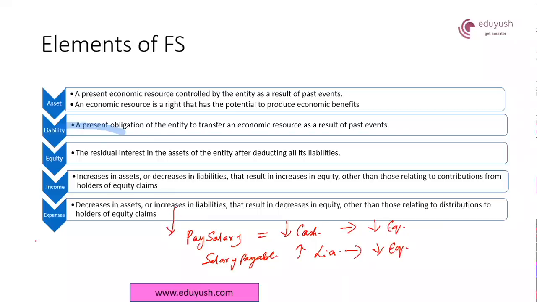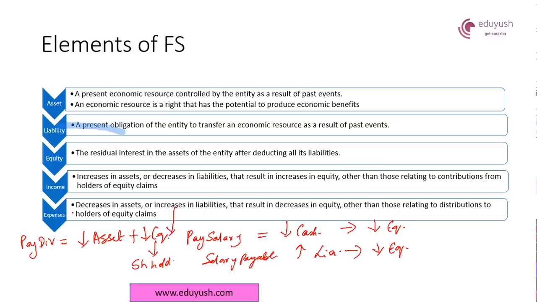But if I pay a dividend, cash is reduced, asset is reduced, which is going to decrease my equity, but it is with shareholders. So dividend is not an expense. Is that clear?